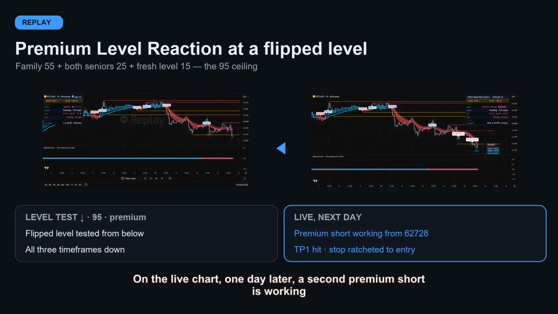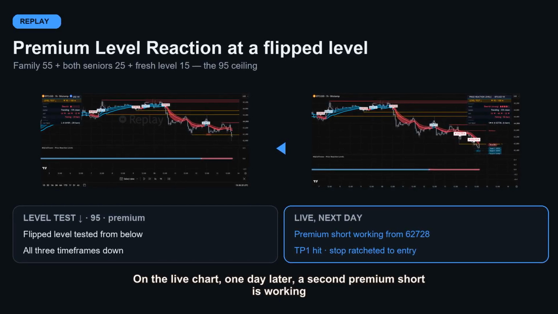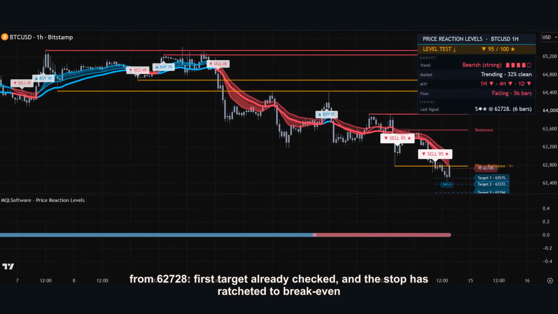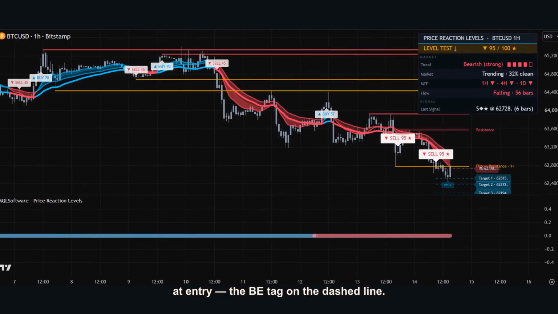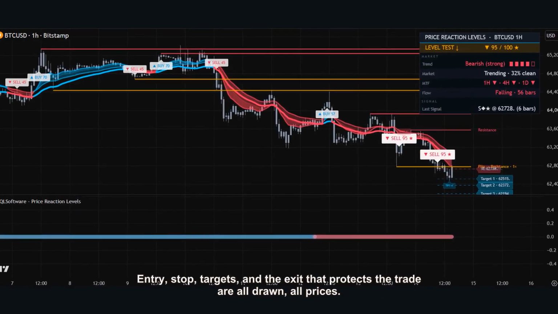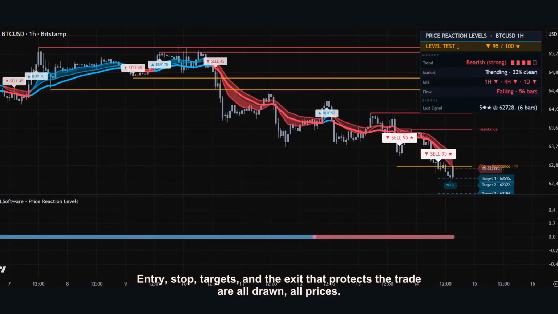The previous long ended at a cross. On the live chart, 1 day later, a second premium short is working from 62728. First target already checked, and the stop is ratcheted to break even at entry, the B tag on the dashed line. Entry, stop, targets, and the exit that protects the trade are all drawn, all prices.